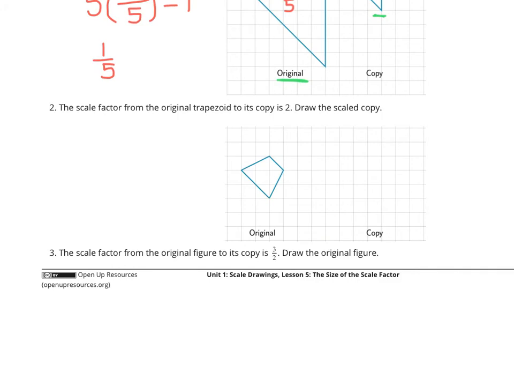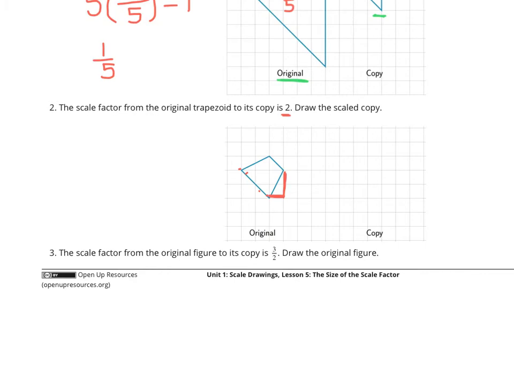The second question with this trapezoid says the scale factor from the original trapezoid to its copy is 2. Draw the scaled copy. And we want to think about what we talked about in class. We're going from a smaller one. We have a scale factor of 2. That means it should be twice as big. But again, we can't count on those diagonals, right? We need to count acrosses and downs, acrosses and ups and downs.